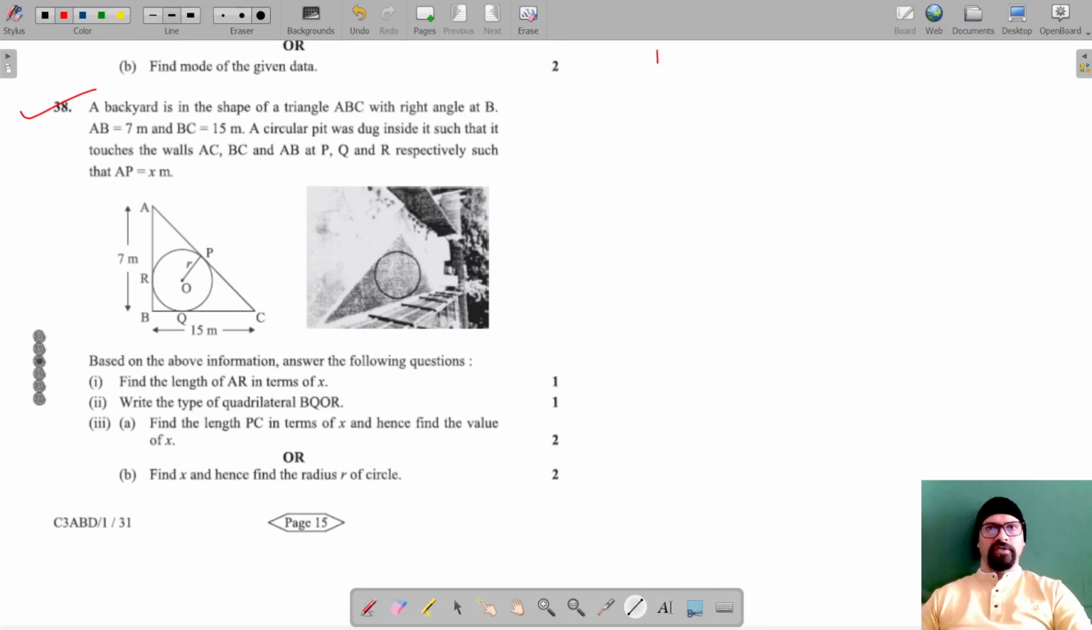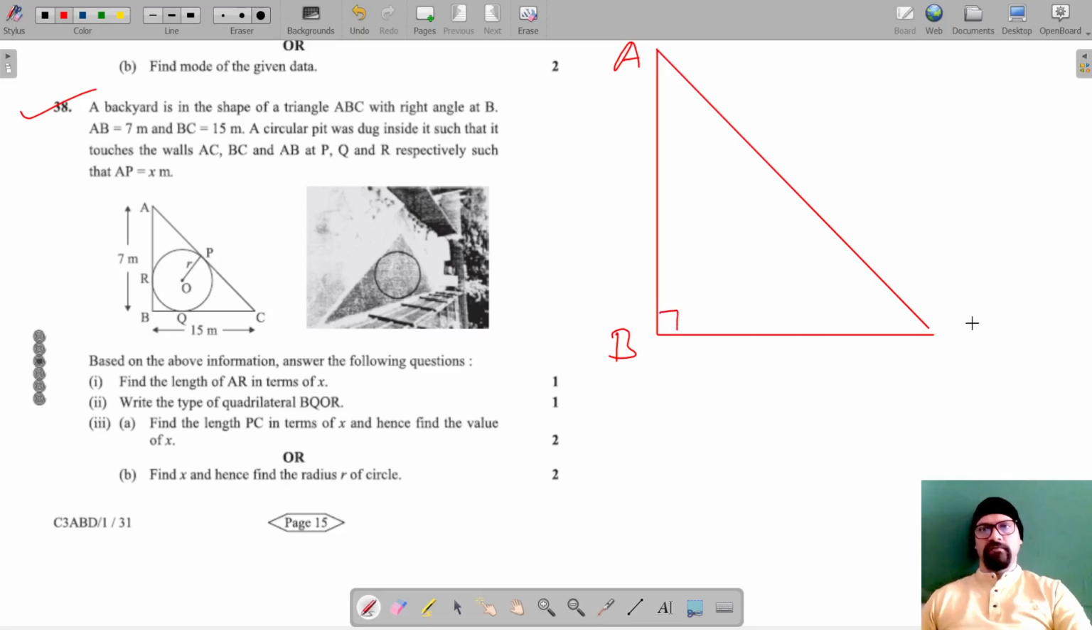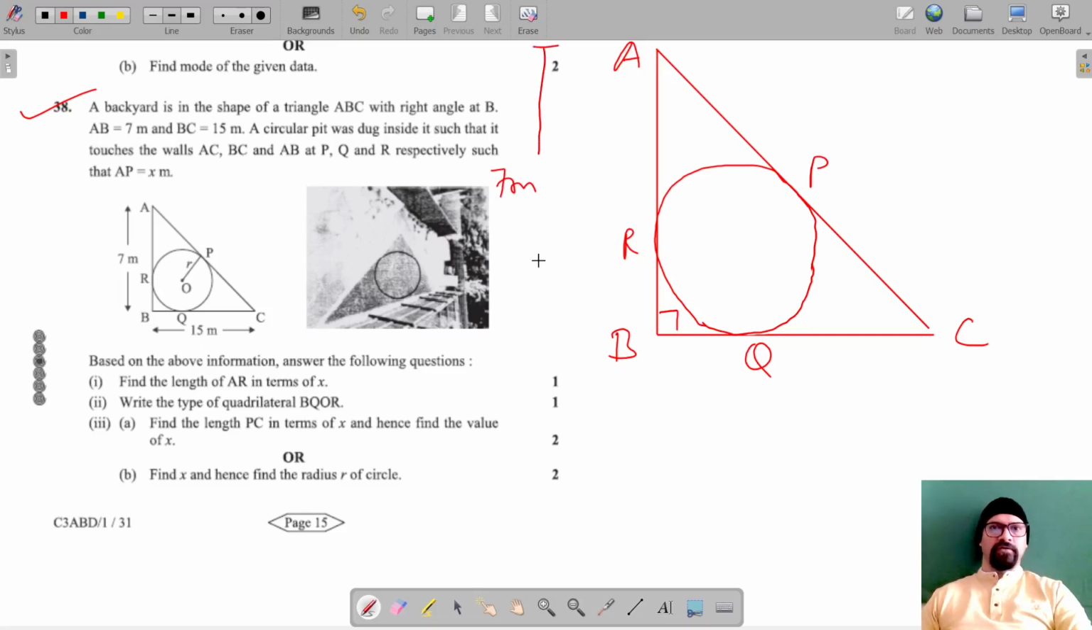So I'm going to draw this figure once again. This is a right angle triangle ABC with a circular pit in the center. If I label this, this is A, B, with the right angle at B, so this is 90 degrees, this is C. Then there is a circular pit in the center which touches the sides of the triangle at P, Q, and R. Now the length of AB is 7 meters and BC is 15 meters and the radius is R.